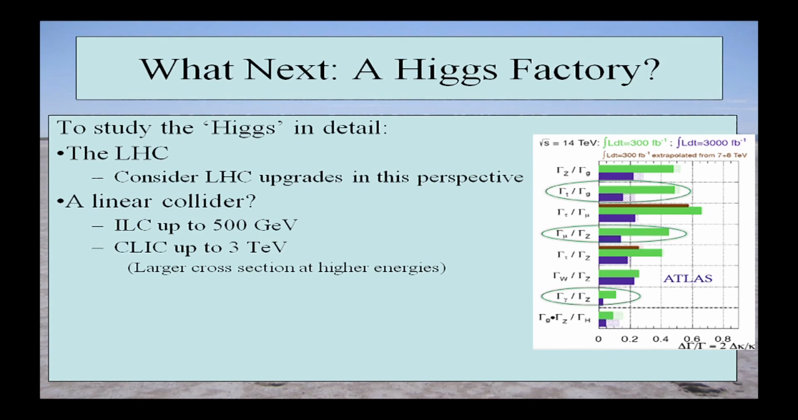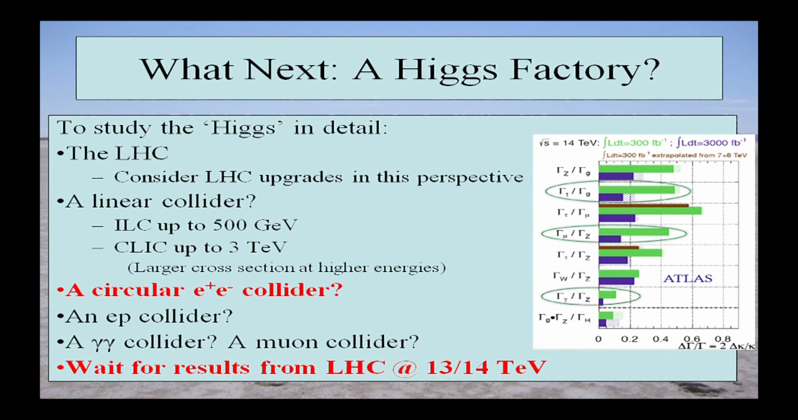Beyond that, ideas are circulating, if that's quite the right word, for a possible next generation collider, which might be a linear collider. There's various ideas about that. Or it might indeed be a circular e+ e- collider. And there are other ideas also on the market, although I think linear and circular colliders are the ones that are leading the field at the moment.